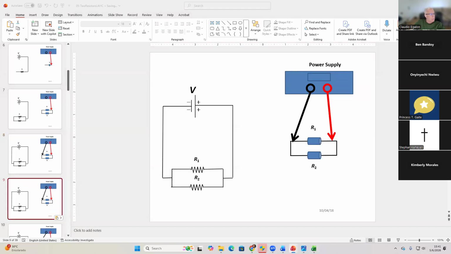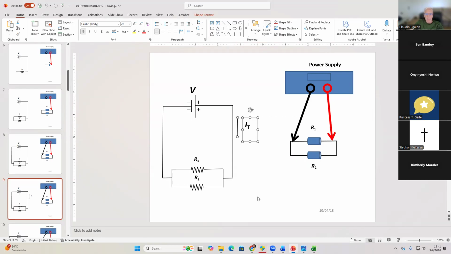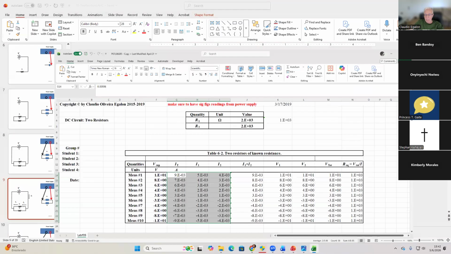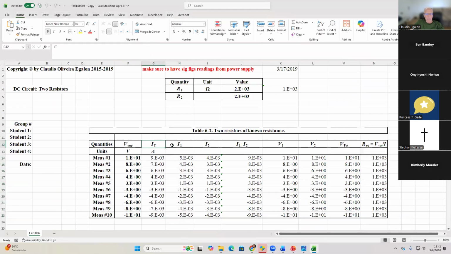Let me do something else here too. I'm going to show you the total current on the circuit. Here you go. That's what I call the total current, the one that comes out from the battery. This is going to be the current across resistor number 1, right in here. That's the notation that I'm using in the spreadsheet as well. Here you go: I total, I1.